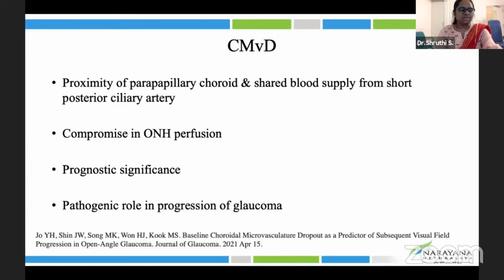This hypoxic damage induced by hypoperfusion at the prelaminar tissue and the lamina cribrosa may restrict the axonal transport of neurotrophic factors by releasing toxic agents. Hence, this can contribute to the progression of glaucoma.